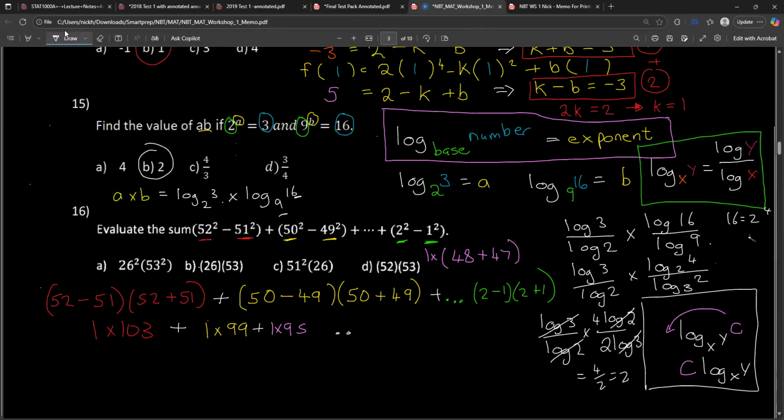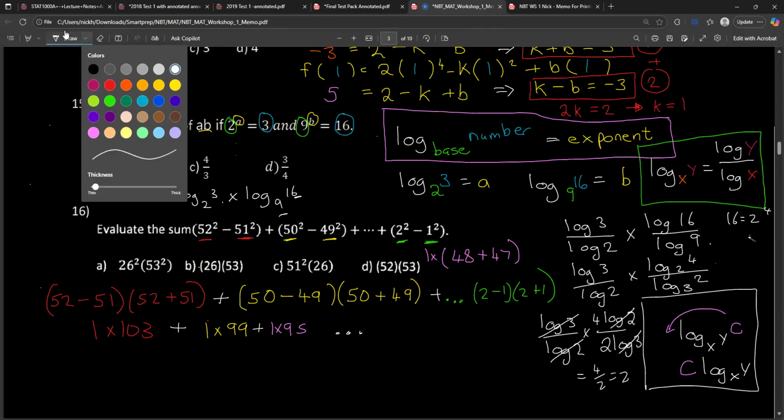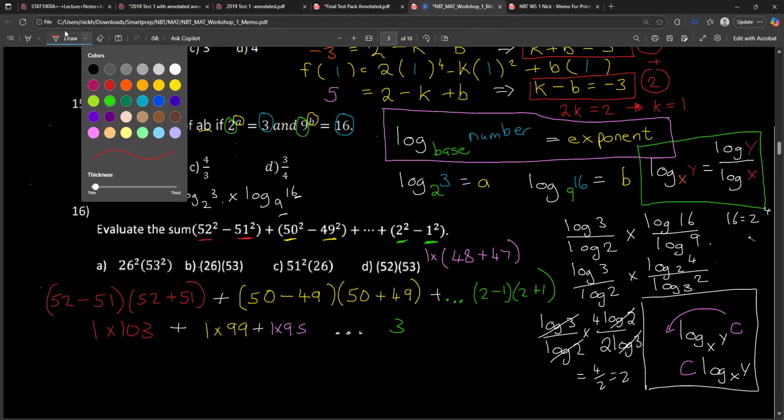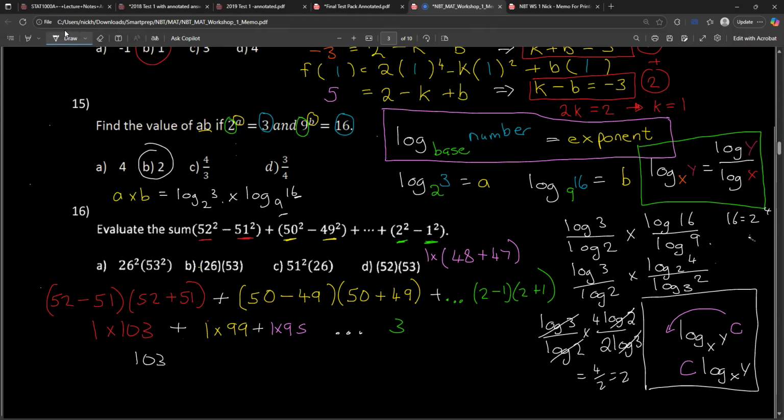Okay, and it ends at 3, in green. So what we end up getting is, as I said, I'm going to get rid of the colors now: 103, 99, 95, 91, all the way down to 3.